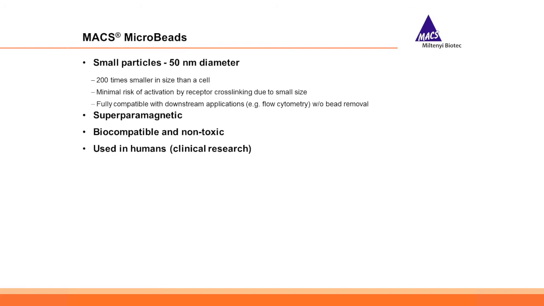And a few words to the components. So the microbeads are very small. They are only 50 nanometers in diameter. That's around 200 times smaller than a cell. And because of this very small size, there is no risk of activation by receptor cross-linking that would happen with larger beads. So even if you do a positive selection, so if you really target your rare cells, you don't get any influence on the cells. Because of their small size and because they are non-fluorescent and so on, they are fully compatible with downstream applications without the need to remove the beads.